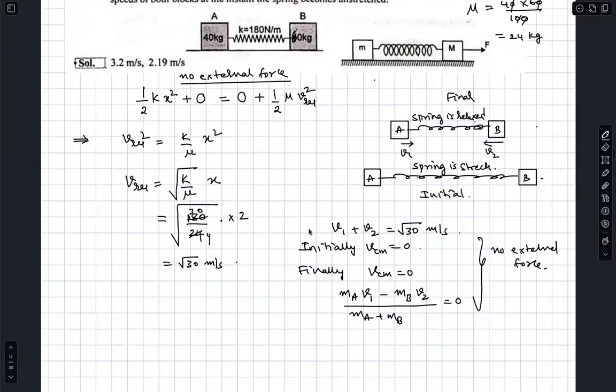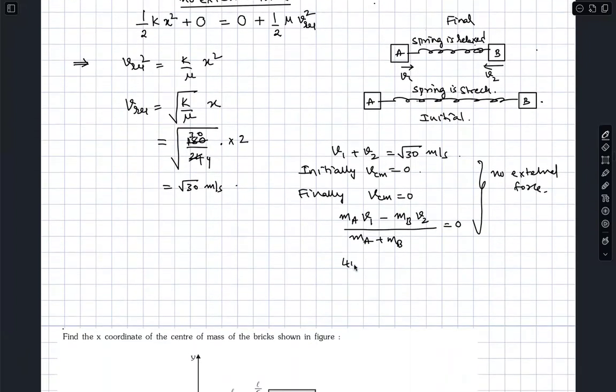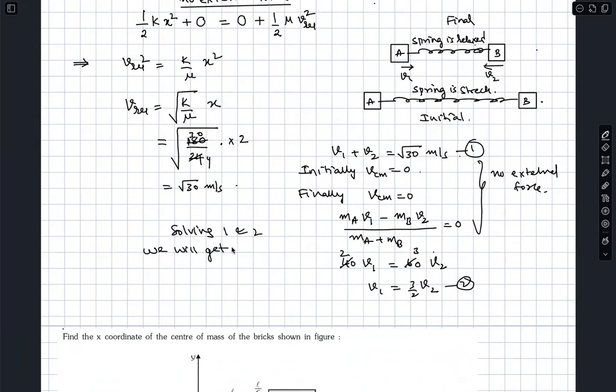So therefore, 40 times V1 is equal to 60 times V2. That is 2 times, 3 times. So we have V1 is 3 by 2 V2, and V1 plus V2 is root 30. So solving 1 and 2, we will get V1 and V2, right?